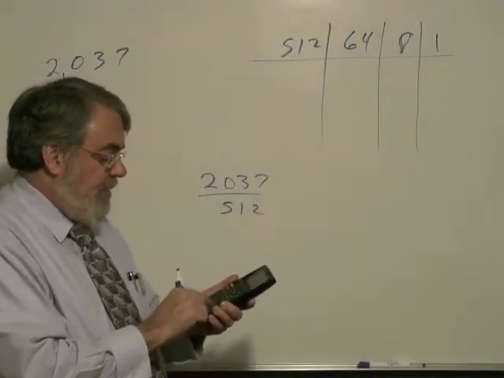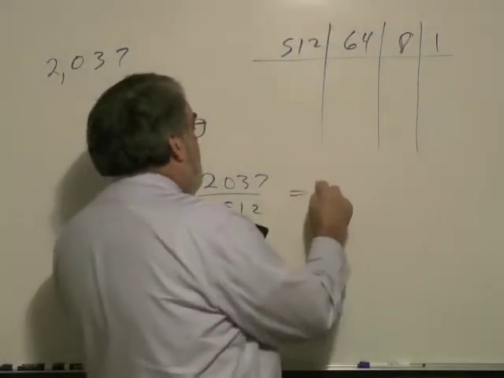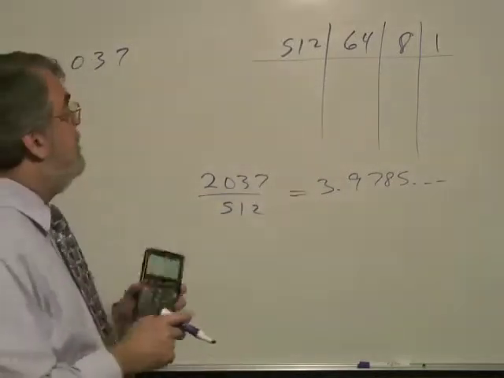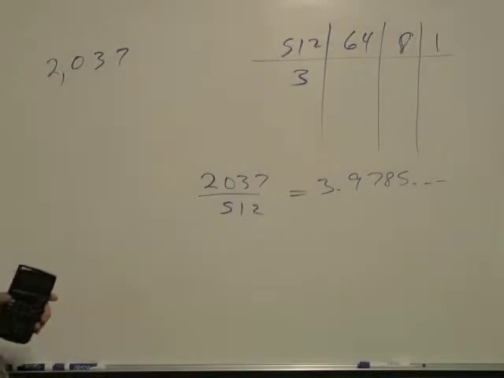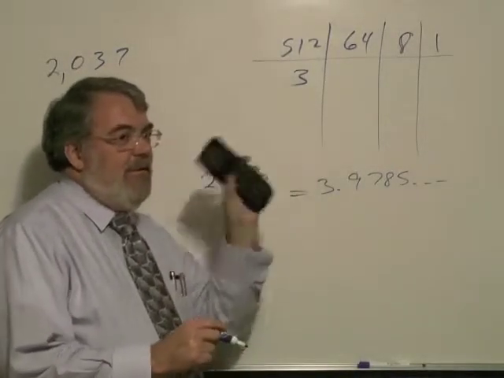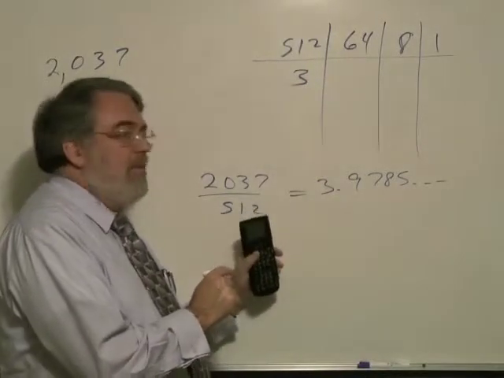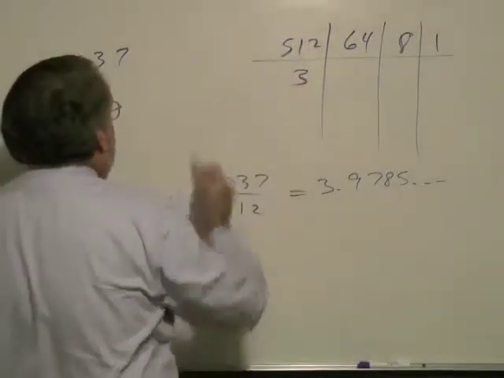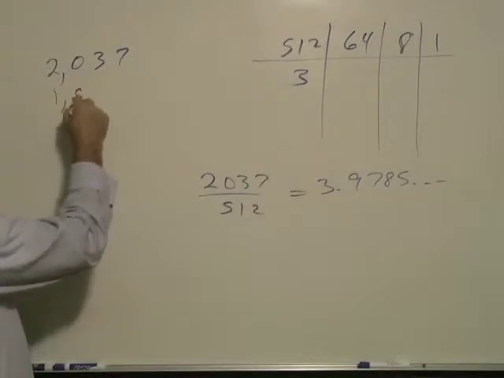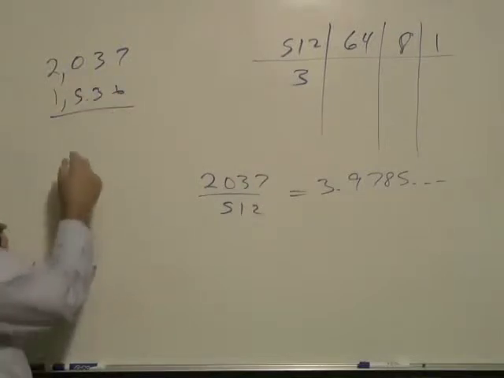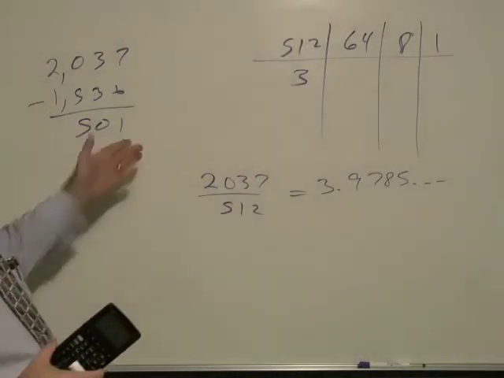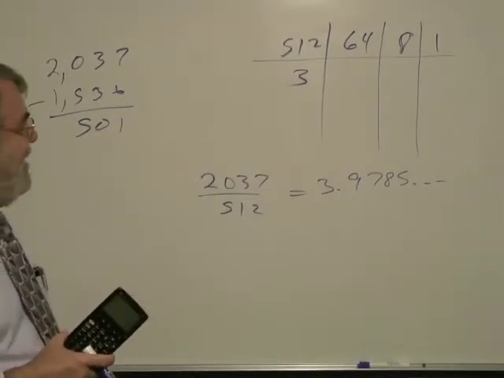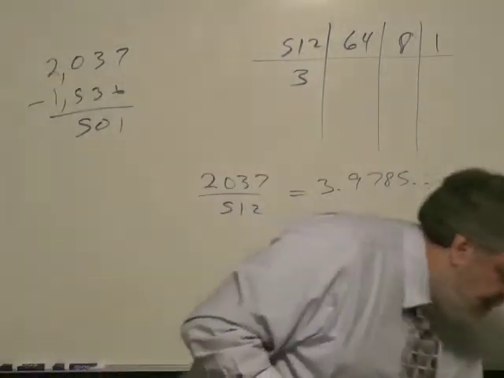So 2037 divided by 512 is 3.9785, and it's got some other decimals to it. All right, so it'll only go 3 times. So here's my choice. If I subtract this 3 on the calculator using all your decimal places, subtract 3, hit equal, multiply by 512, we get 501 as a remainder. If I took 3 times 512, which is 1536, and subtract, I get the same number, 501. So the remainder, after you divide 2037 by 512, is going to be 501. Okay, various ways to get that.